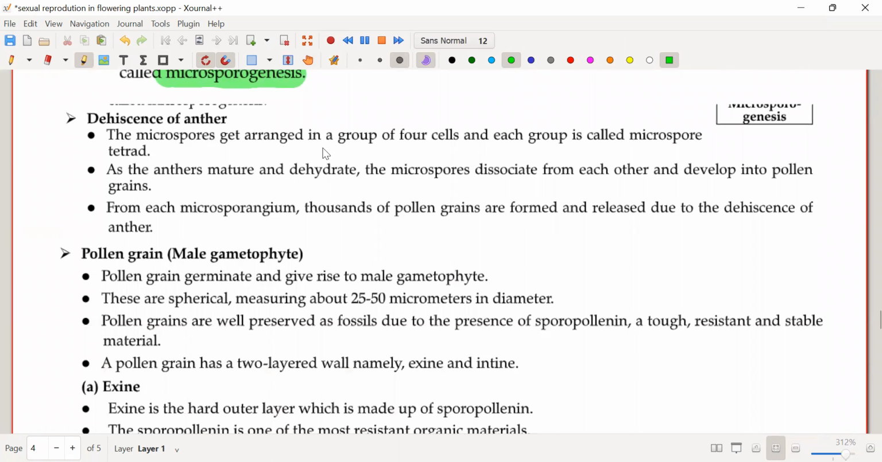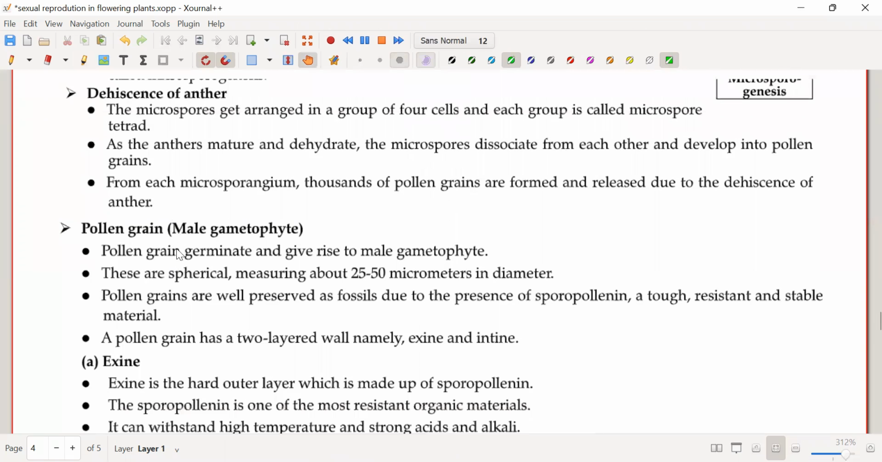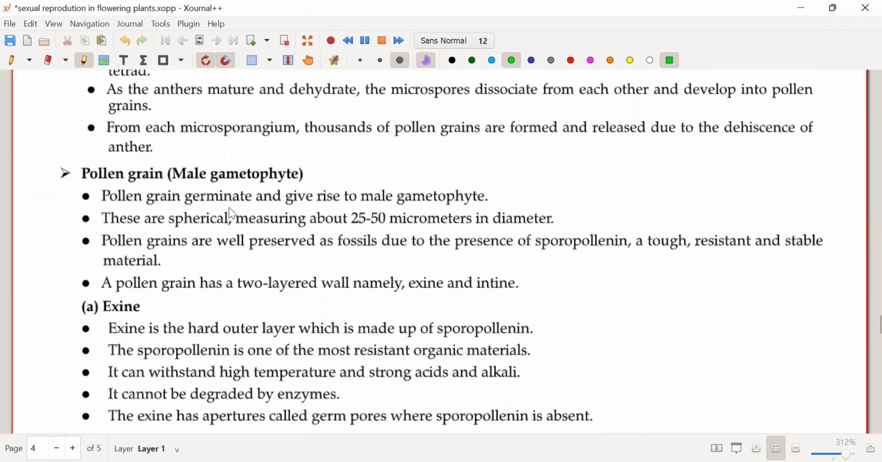Dehiscence of anthers. The microspores get arranged in a group of 4 cells, and each group is called microspore tetrad. As the anther matures and dehydrates, the microspores dissociate from each other and develop into pollen grains. What is a pollen grain? Pollen grain germinates and gives rise to male gametes.